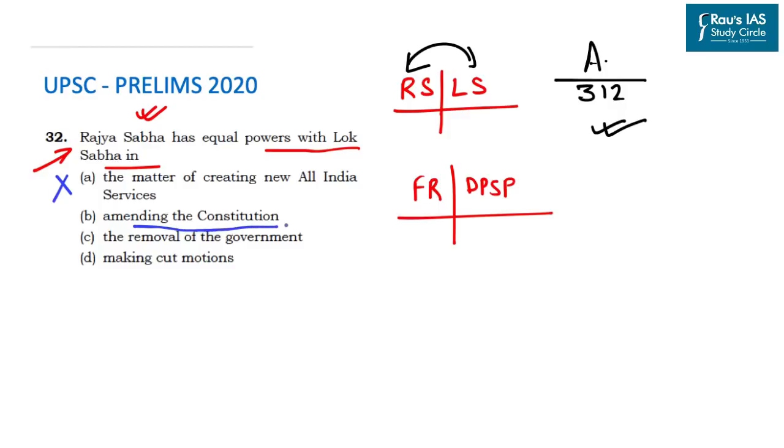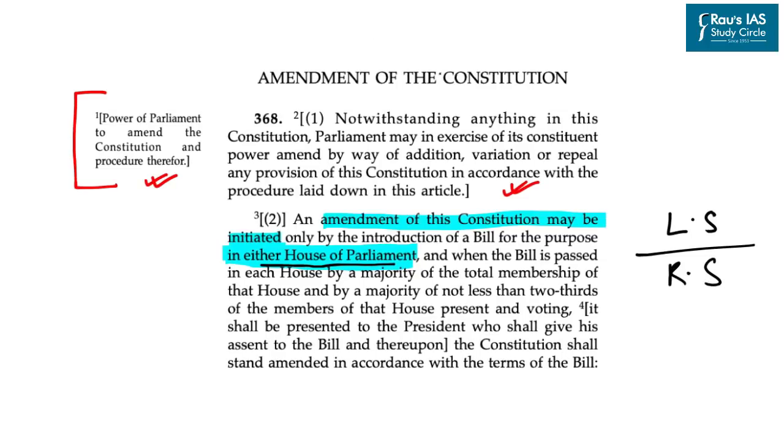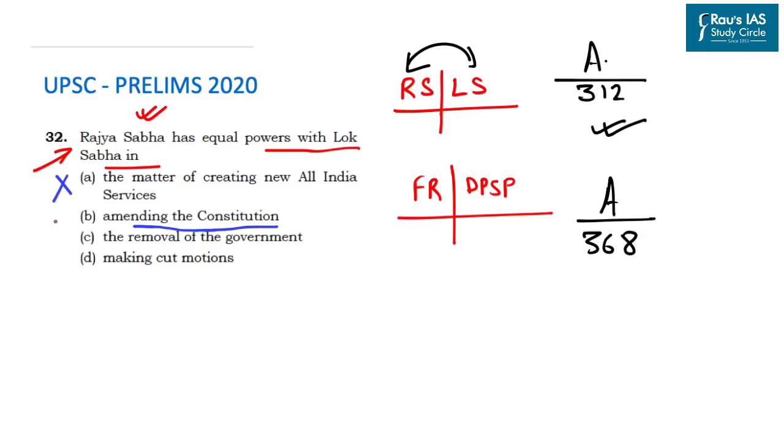Second, amending the constitution. Now here we are discussing about Article 368 of the Indian Constitution. Now again you have to be very clear about the provisions of Article 368. So Article 368 basically provides for power of parliament to amend the constitution and procedure therefor. And clause 2 of Article 368 says that an amendment of this constitution may be initiated only by introduction of a bill for the purpose in either house of parliament. So both Lok Sabha and Rajya Sabha enjoy similar power with respect to constitution amendment bill. Hence this option seems to be correct so far. However, let's go through options C and D.